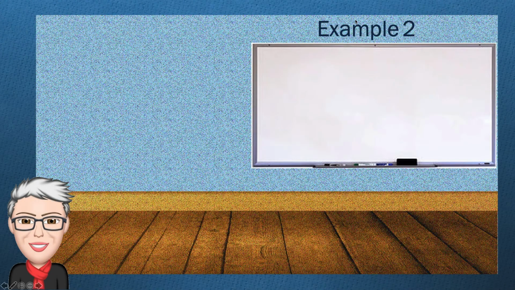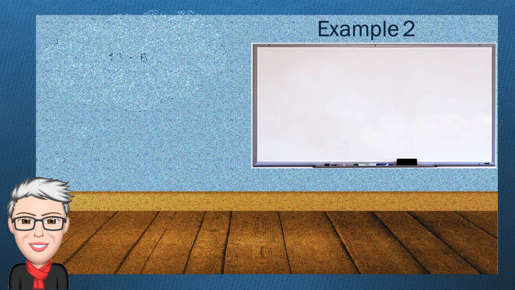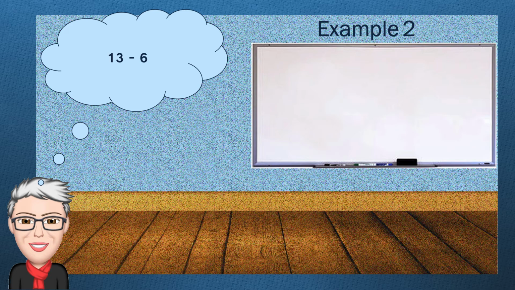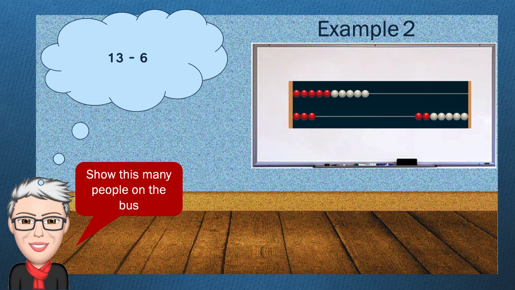Now let's consider a subtraction example. The task the teacher has in mind is 13 minus 6, but she does not pose it that way. She shows 13 on her rack as seen here. Children show the same on their racks. There is a brief discussion to ensure that everyone agrees that the rack shows 13 people on the bus. Next, the teacher poses the rest of the task. 6 people get off the bus.